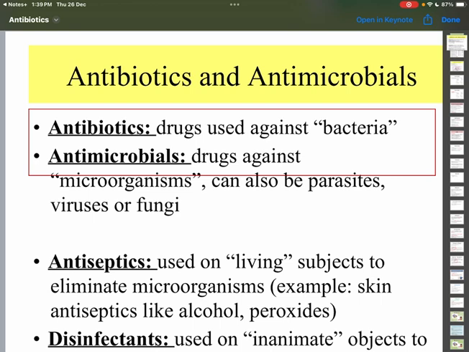When we say clean, there are no marks or stains. When we say sterile, it means free of microorganisms.